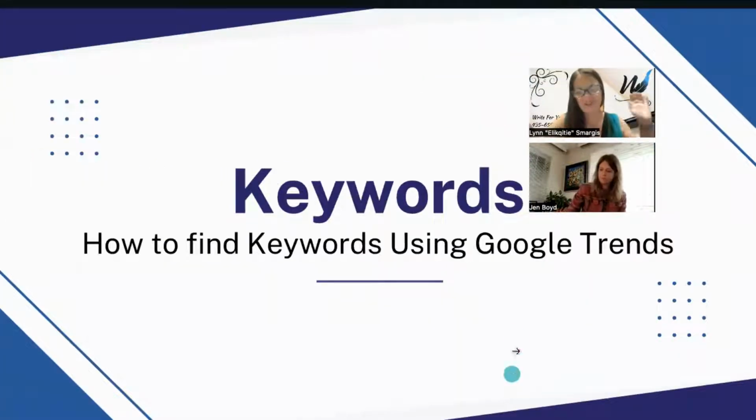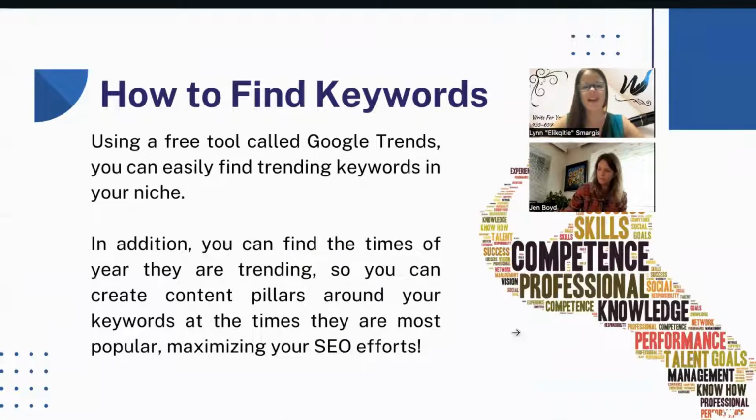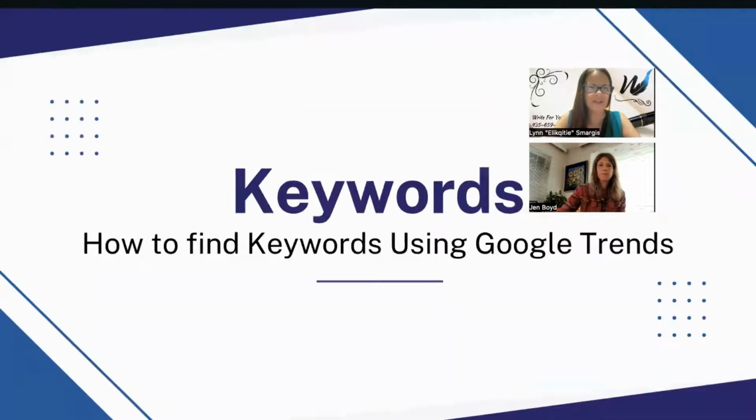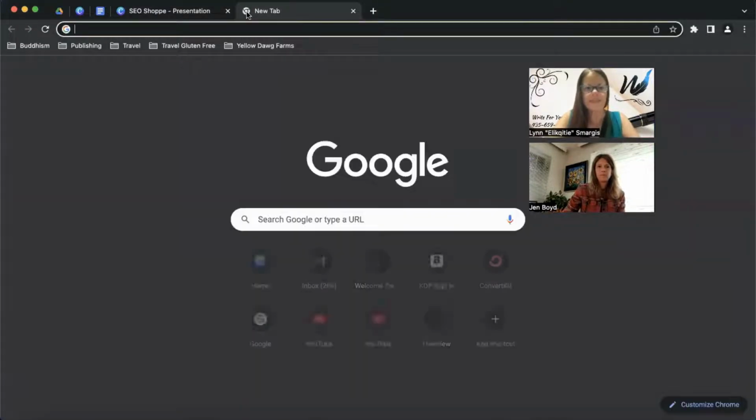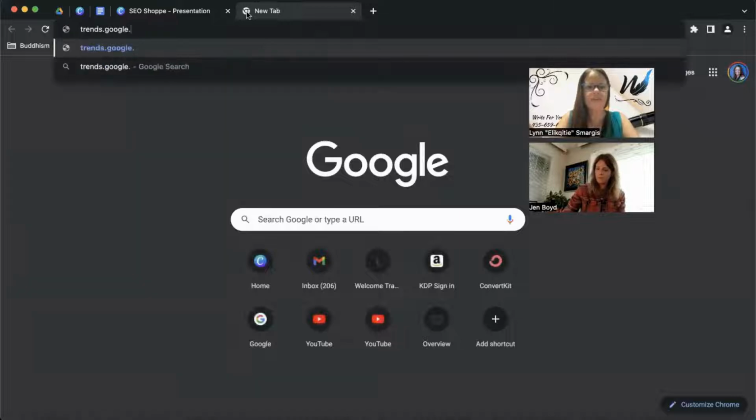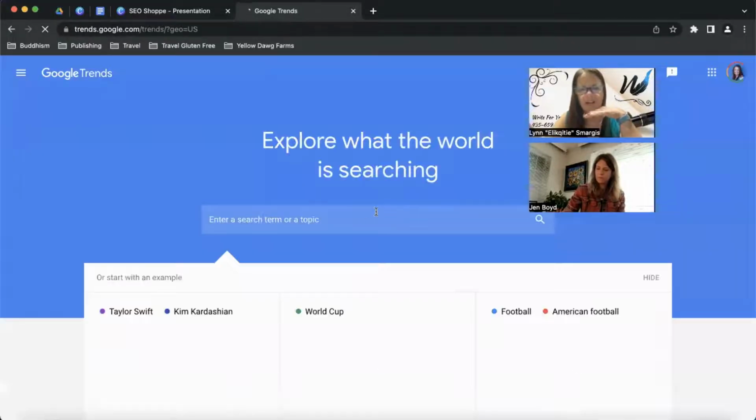All right, so keywords. I'm going to show you a really cool tool that I found out about a couple years ago, and it's called Google Trends. Let me hop out of this presentation real quick, and I can show you. Hold on one second. There we go. All right, so this is Google Trends. You can find it at trends.google.com.